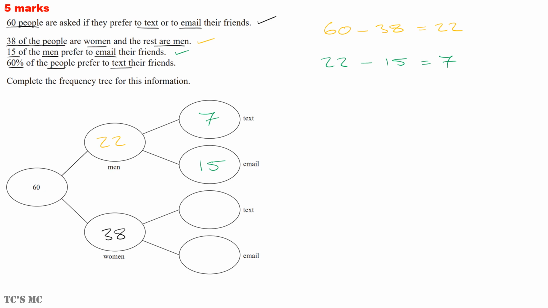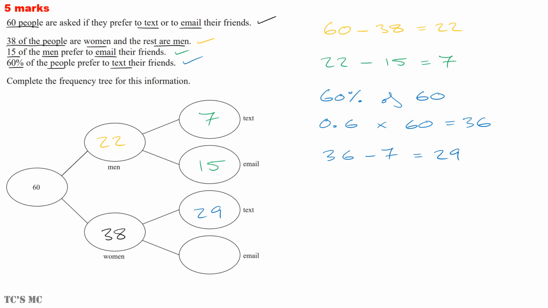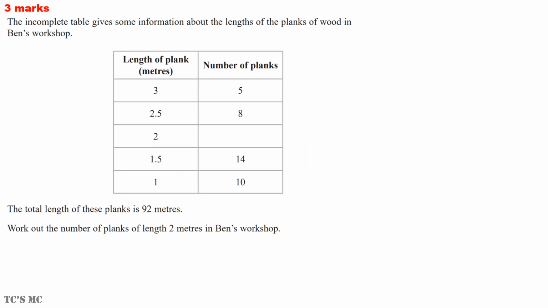60% of the people prefer to text, so we need to do 60% of 60. That means 0.6 multiplied by 60. We get 36. To work out how many women prefer to text, we need to do 36 subtract 7, and that gets us 29. And now we have a fourth mark. To work out how many women prefer to email, we need to do 38 subtract 29, and that is 9. And now we have our fifth mark.